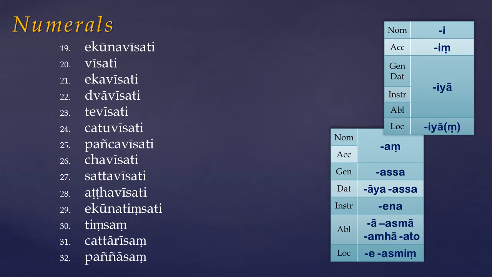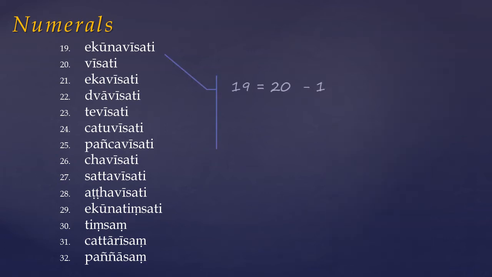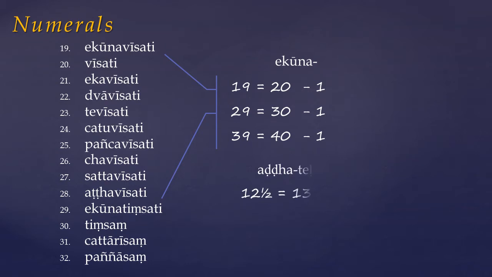And as well as these, there are some alternate forms that Warder lists. The numbers 19, 29, 39, etc. are formed by the prefix ekuna, which means less 1. Thus 29 is 30 less 1. Likewise, as we've seen before, the prefix aḍḍha means less a half.